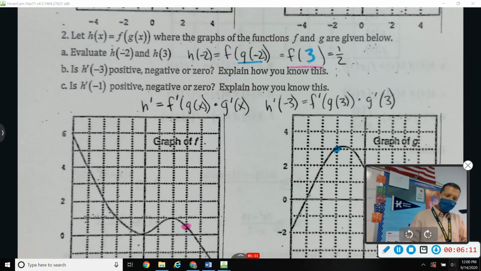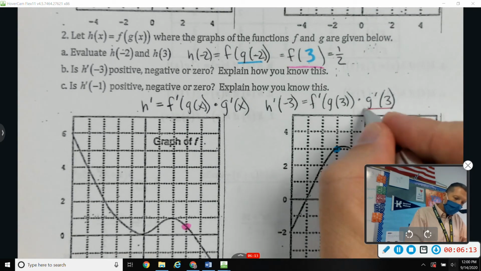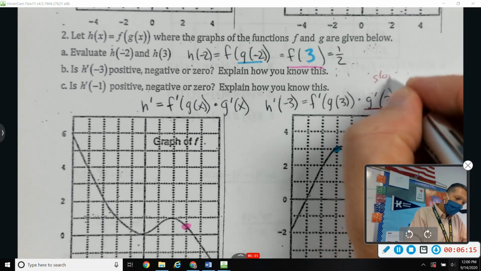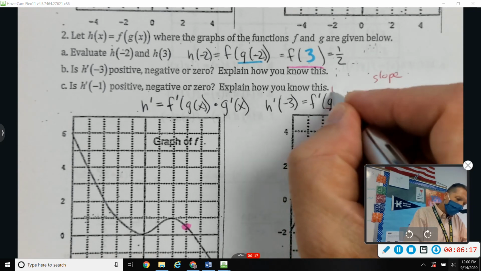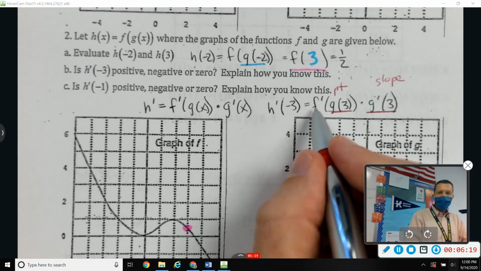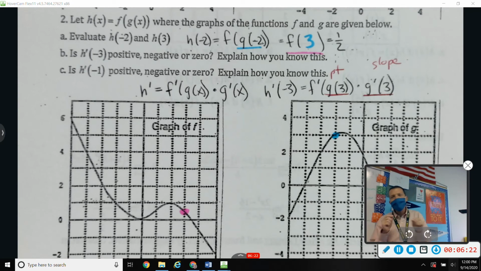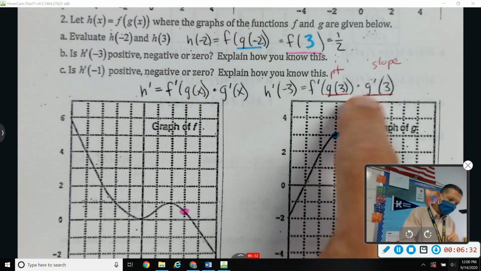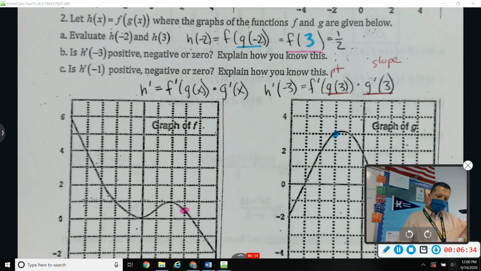So this gets a little bit tricky. G prime at 3, that's a slope. But g of 3, that's just a point. But then f prime is a slope. So there's a lot of pieces going on here. All of what you know how to do is just be careful. Are you looking at the point or the slope? And then are you looking at f or g? And how do you put the pieces together and then multiply? So a lot of stuff going on.